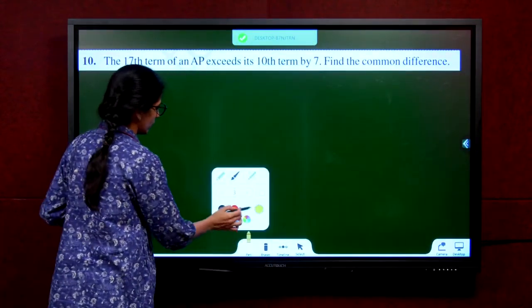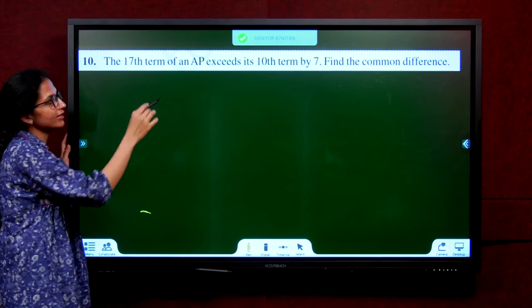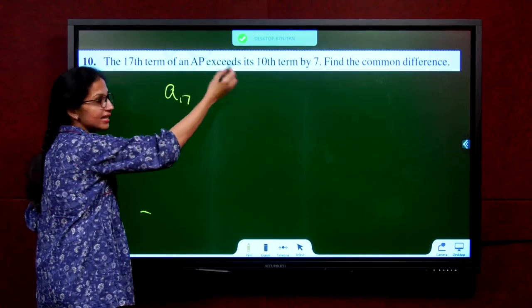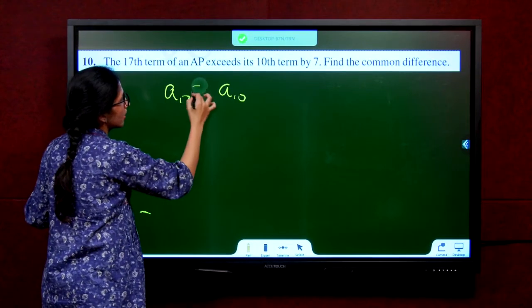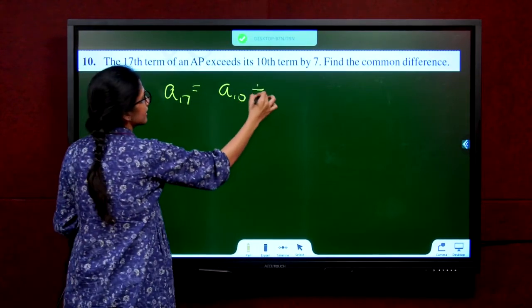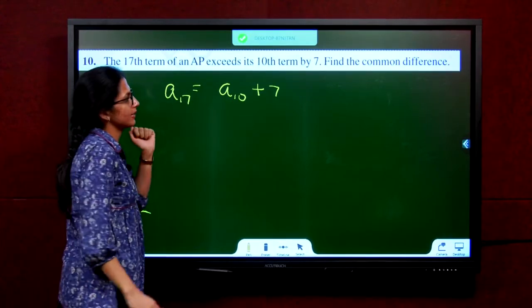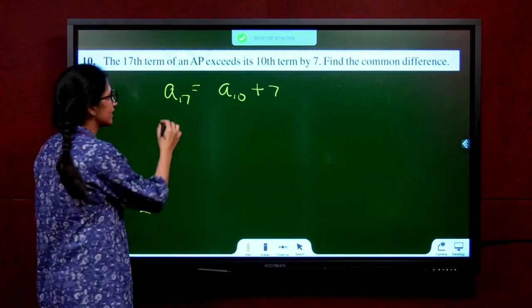We are going to use this concept. Please rewind and rewatch if you have not understood this. Okay. So now, the 17th term of an AP exceeds its 10th term by how much? By 7. A17 is more than A10 by 7. Find the common difference. Very easy.